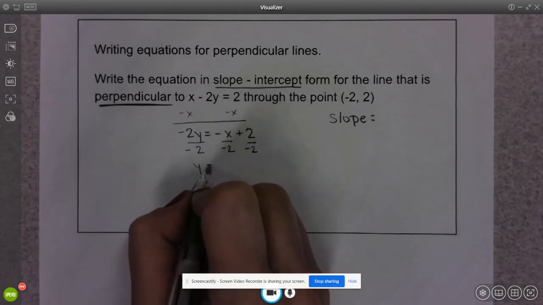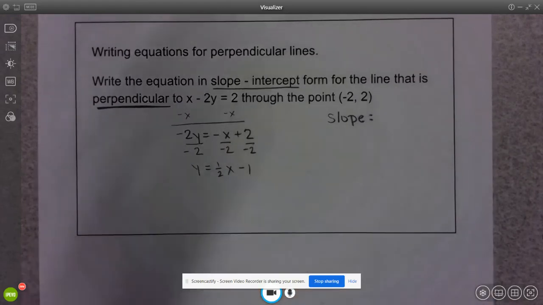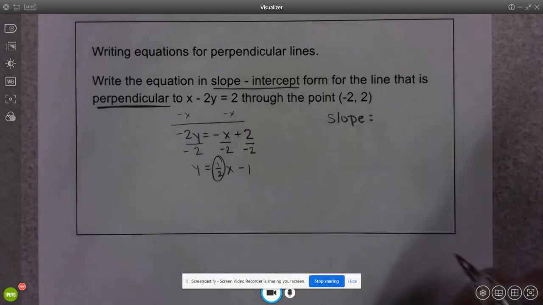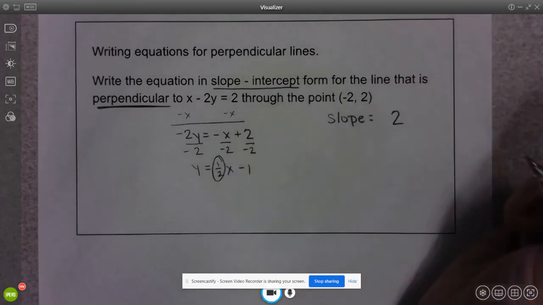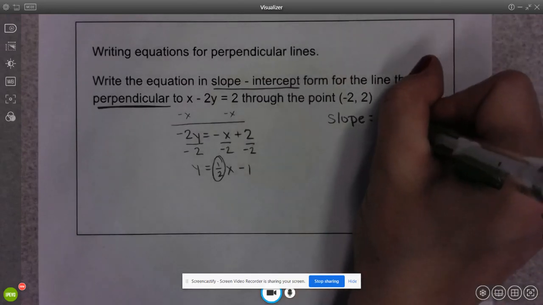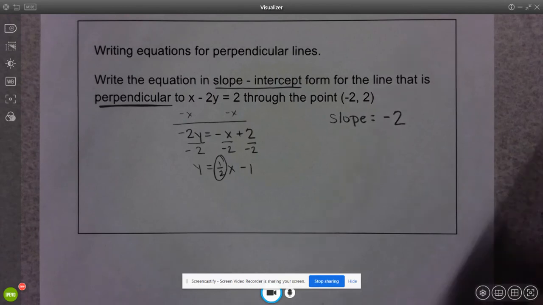So this would be y equals 1/2 x minus 1, which does happen to be the same equation we used last time. Now, since we're doing perpendicular, I have to do the opposite reciprocal. So flipping 1/2 would be 2 over 1, which is just 2. It's positive here, so it needs to be negative here for perpendicular.